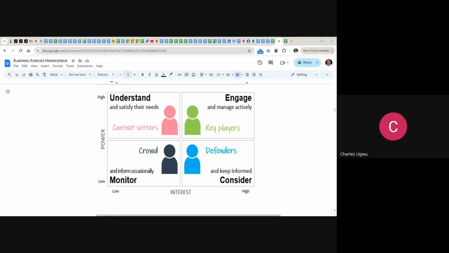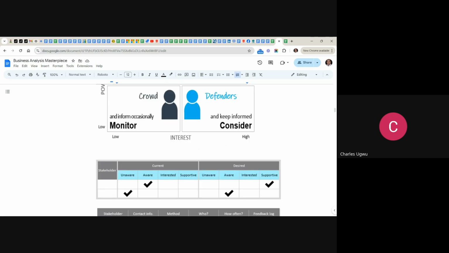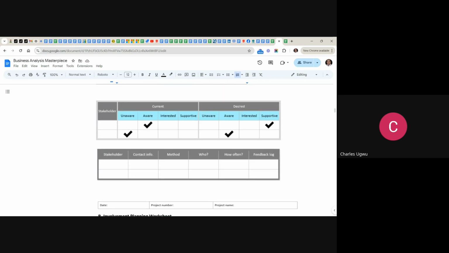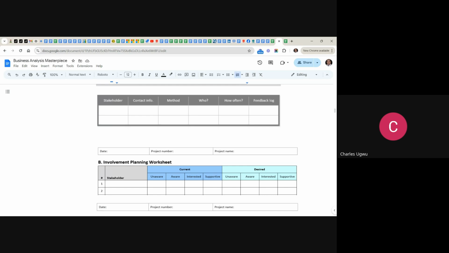Do we have anybody who is struggling with this power and interest grid, using it to do a simple stakeholder analysis? Okay, we progress. All right.